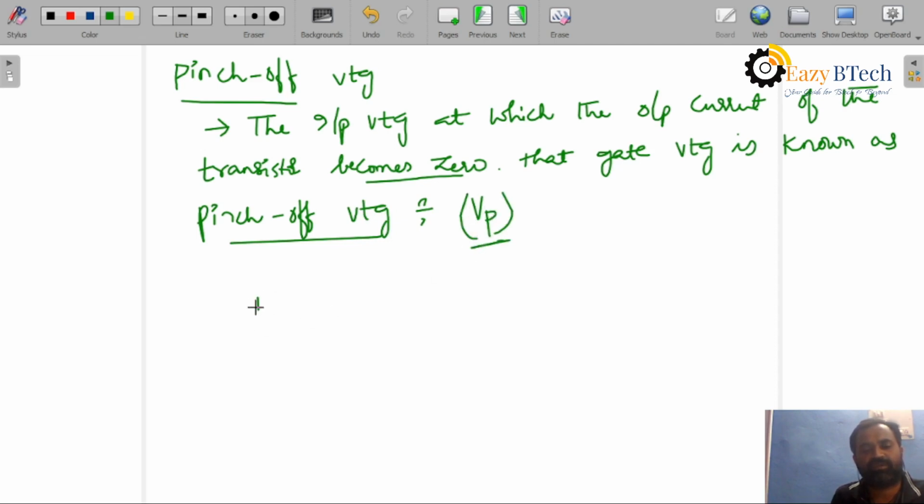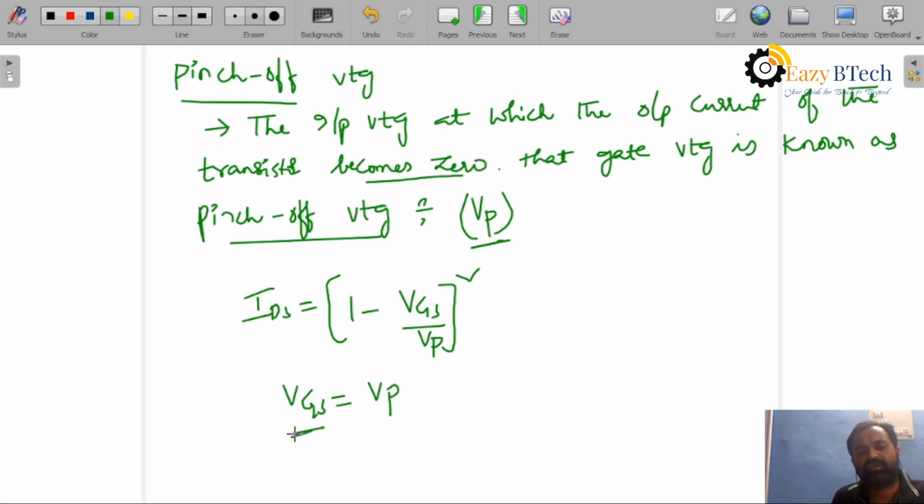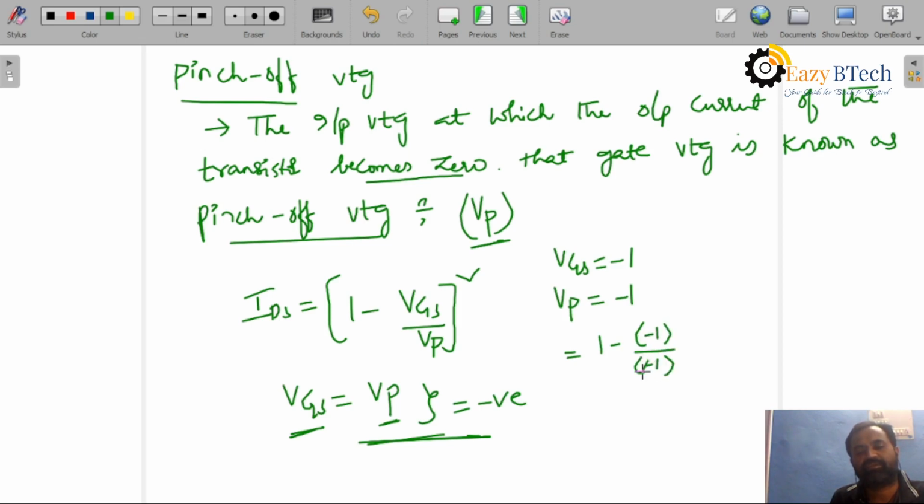Now you can see from the drain current equation, IDS is equal to IDSS times (1 minus VGS by VP) whole square. When VGS is equal to VP, that is pinch off. Both are negative voltages. When both voltages are equal, it becomes 1 minus 1, which is 0. Suppose VGS is minus 1 and VP is minus 1. Then you write 1 minus (minus 1 by minus 1), which is 1 minus 1, 0. When this value is 0, then IDS is 0. Okay, this is the definition of a pinch off voltage.